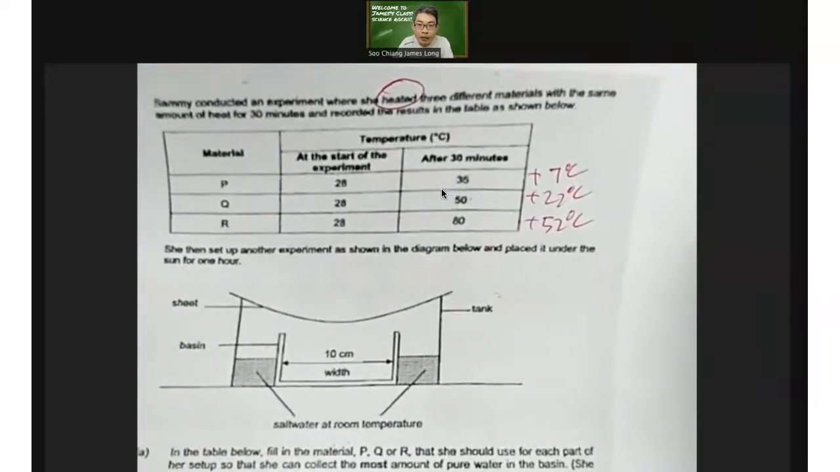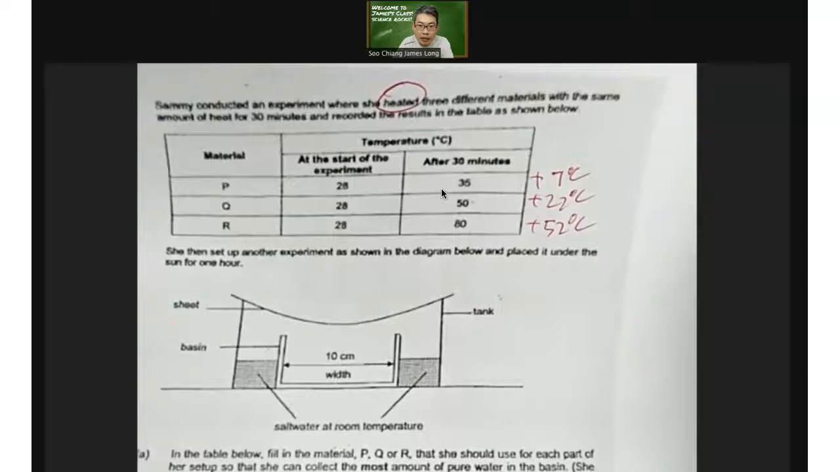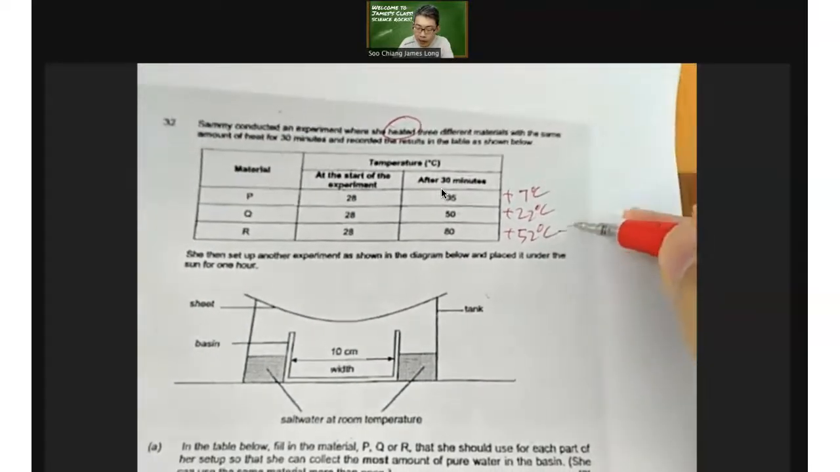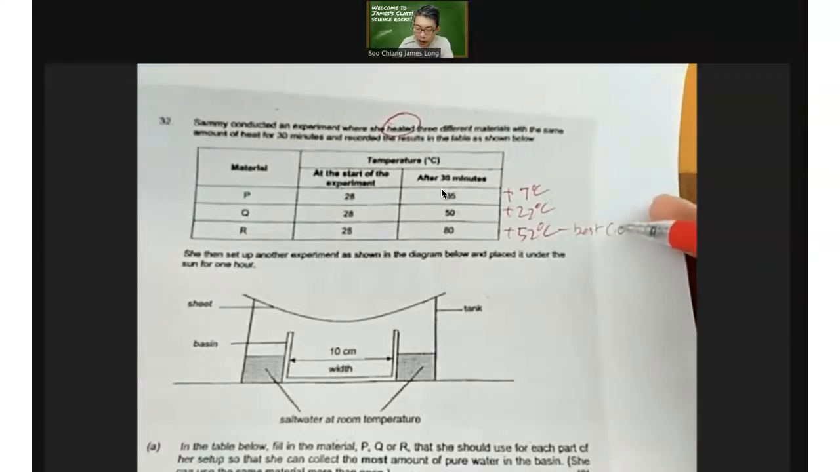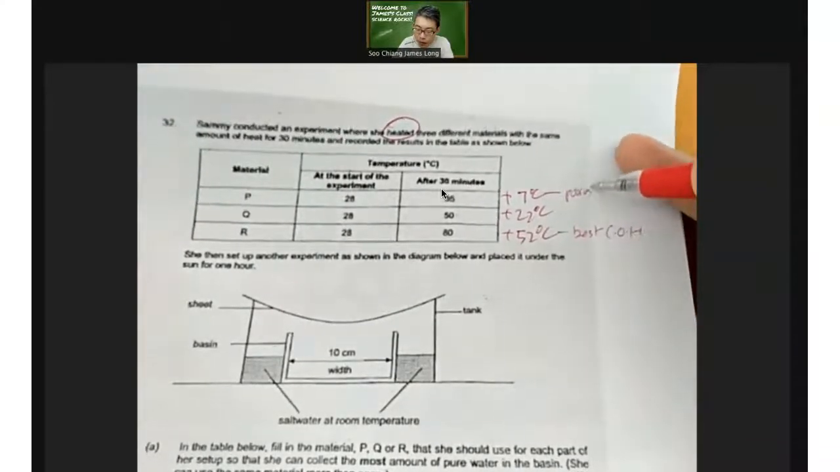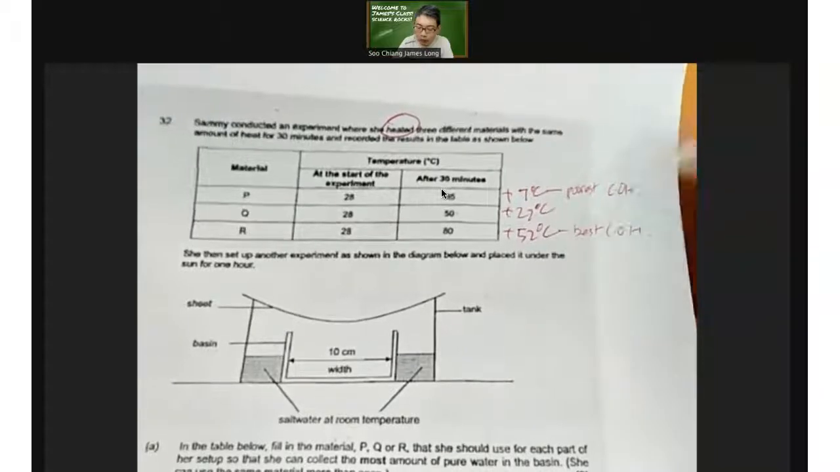Alright, she heated 3 different materials with the same amount of heat. So this one, the temperature increases the most. That suggests to me that this material is the best conductor of heat. And this one is the poorest conductor of heat.